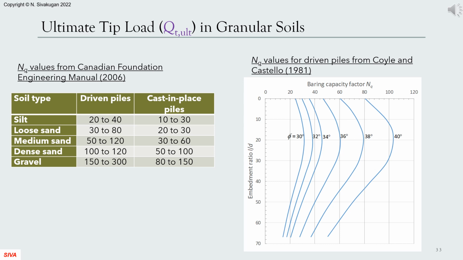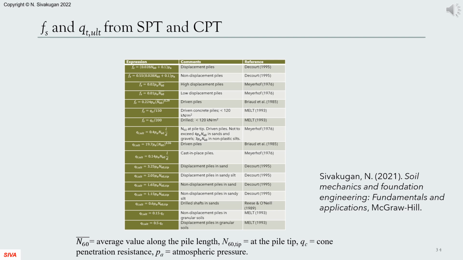NQ values suggested by the Canadian Foundation Engineering Manual, 2006, for driven piles and cast-in-place piles are given in the table. It can be seen that the values for cast-in-place piles are approximately half of those for the driven piles. The NQ values suggested by Coyle and Costello, 1981, for driven piles are given in graphical form. Here are expressions for the skin friction per unit area Fs, and the ultimate bearing capacity at the pile tip in terms of penetration resistance.